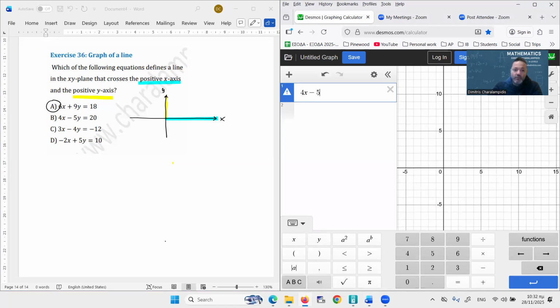4x minus 5y equals 220. No, it doesn't. Then 3x minus 4y is negative 12. It also doesn't. And finally, negative 2x plus 5y equals 10. It also doesn't. So the right answer to this question, as found in the early beginning of the solution, would be A.